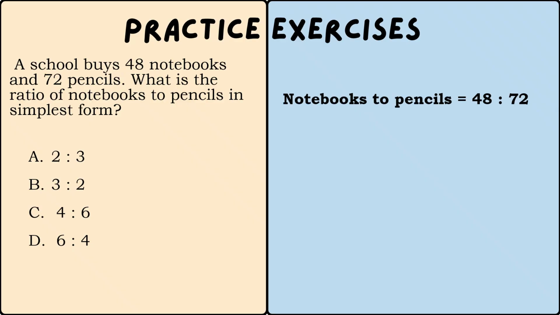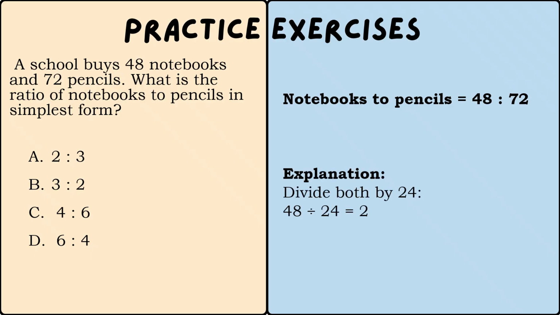Alright, let's find out the ratio of notebooks to pencils. So we have 48 is to 72, and this is not yet in simplest form. Let's find out what is the GCF of 48 and 72. And it is 24. So let's divide both by 24. So 48 divided by 24 is equal to 2, and 72 divided by 24 is equal to 3. Now our final answer is letter A, 2 is to 3.